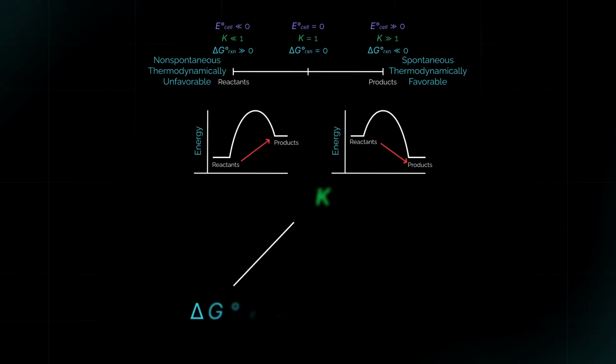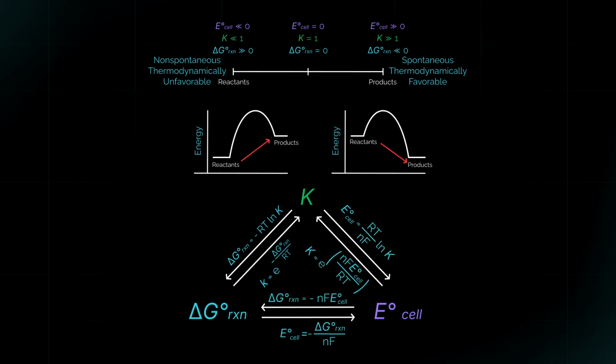For instance, given delta G, we can calculate the equilibrium constant using this mathematical expression. We can also go the other way. Given K, we can calculate delta G. And similar expressions allow us to connect E0 to both delta G and K. That means delta G, K, and E0 are 3 different ways to answer the same question. How spontaneous is this reaction?